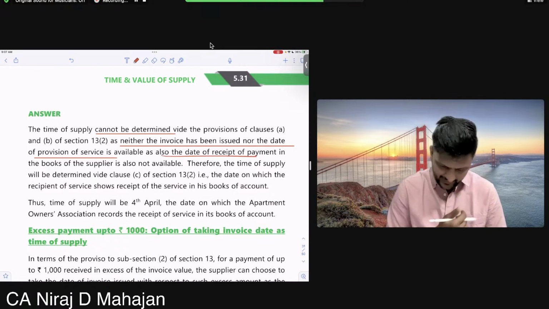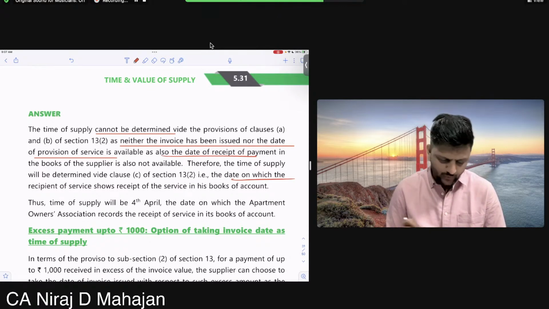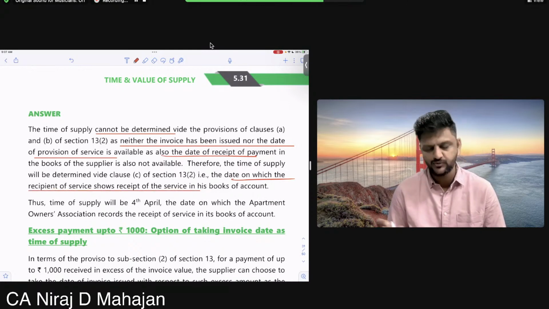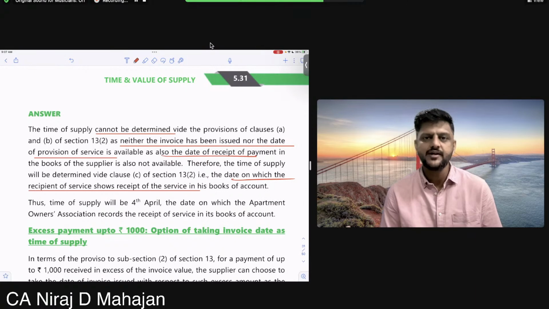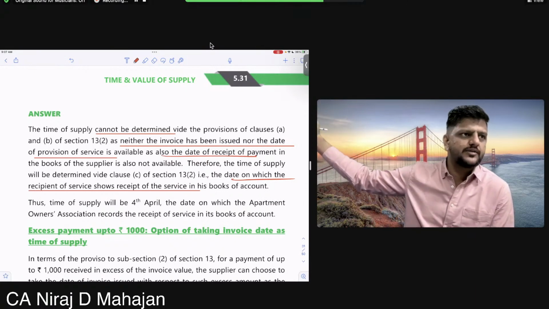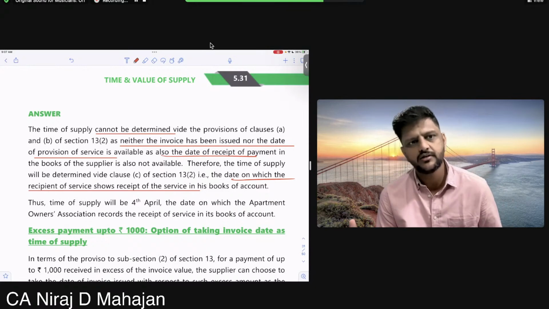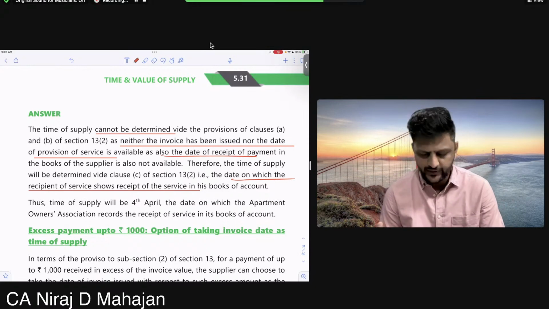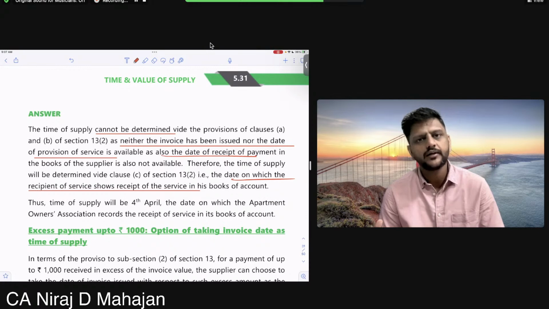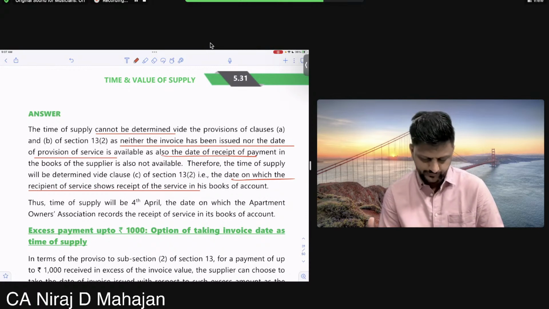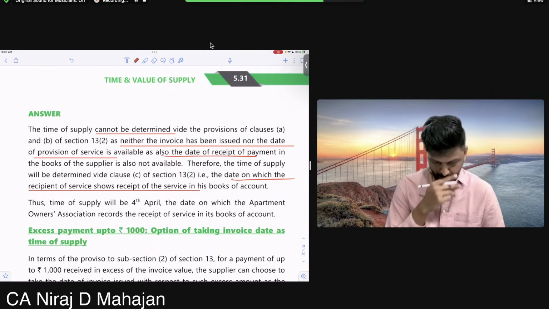Therefore, what will be determined? That is the date on which the recipient of service shows receipt of service in his books of account. Just like in goods, the recipient received goods, similarly here in service, the recipient has received the service. When? That will be the date of taxability or time of supply. Okay? Done till here?